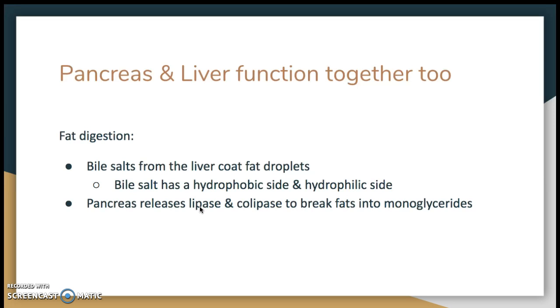And then the pancreas releases lipase and colipase to break fats into monoglycerides. This is how the pancreas and liver function together, and this is how they aid in digestion. And this is the role the pancreas and liver play in digestion.